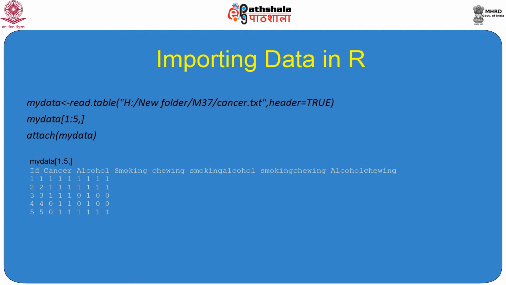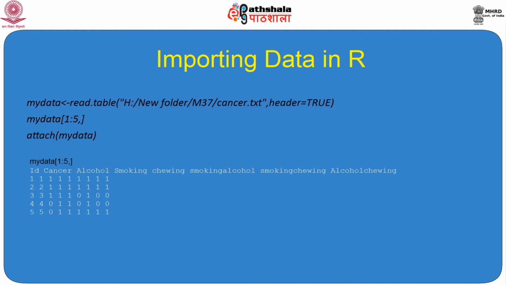Now after that we called mydata and we want to see the first 5 observations. So, 1 to 5 with a comma within brackets shows the 5 initial observations. Here the IDs 1 to 5 are shown, and whether cancer was there or not is assigned by 1 and 0. Patients who have cancer are assigned 1, and those without cancer are assigned 0. Alcohol taker or not is assigned 1 if they were alcohol takers, and smoking also, whether they are smokers or not, is assigned 1 and 0.